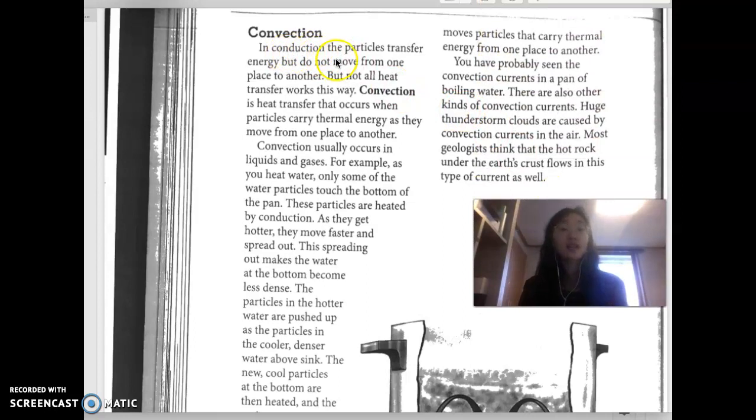Convection. In conduction, the particles transfer energy, but they do not move from one place to another. But not all heat transfer works this way. Convection is heat transfer that occurs when particles carry thermal energy as they move from one place to another. Convection usually occurs in liquids and gases.